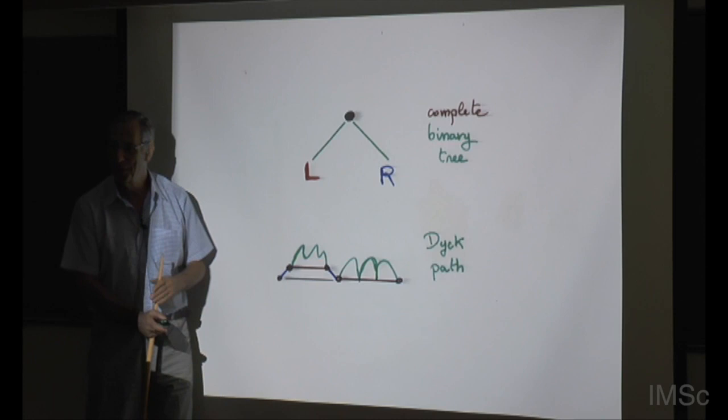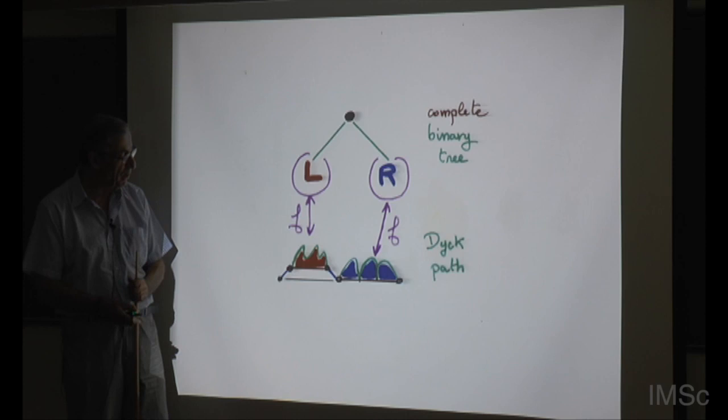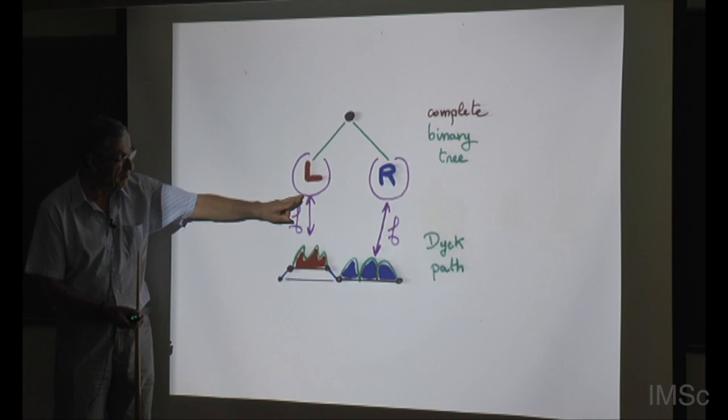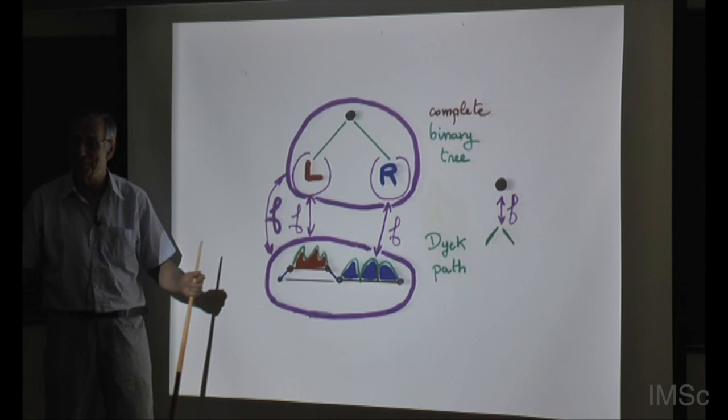So if you don't know anything and want to have a bijection, you can force the bijection by defining it in the following way. Suppose you know how to associate to this complete binary tree a Dyck path. Suppose you already defined f for small paths, then you can define f for bigger paths by saying the f of this is this, you see. So if you apply this idea recursively, this gives you a bijection.